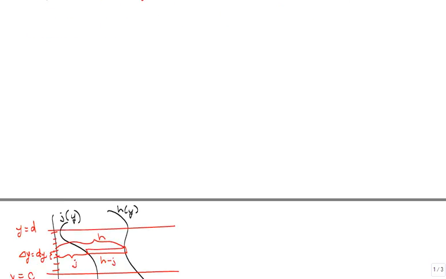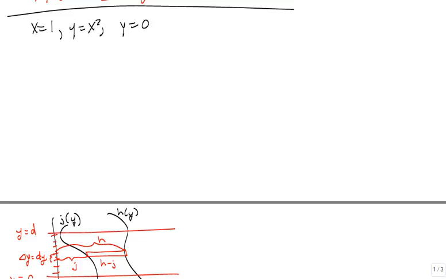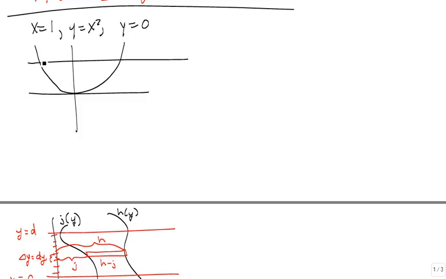So let's look at another example. I have x equal 1, y equal x squared, and y equals 0. That's what I'm bounded by. So it's going to look like this. No, this isn't x equal 1. X equal 1 is here. So I'm talking about that region.